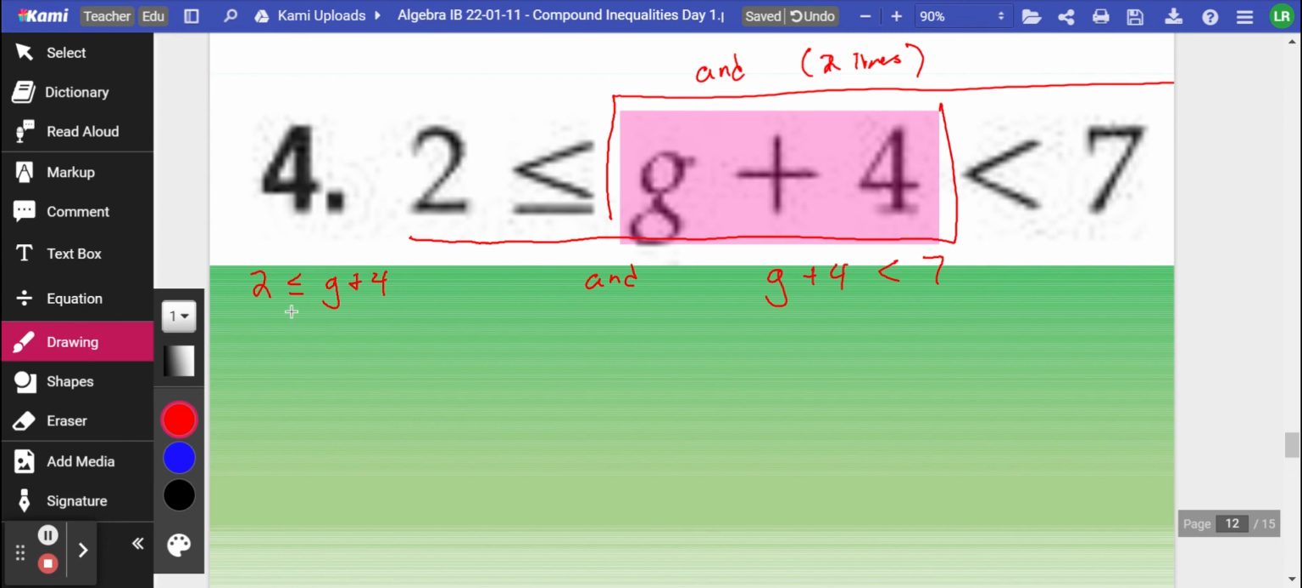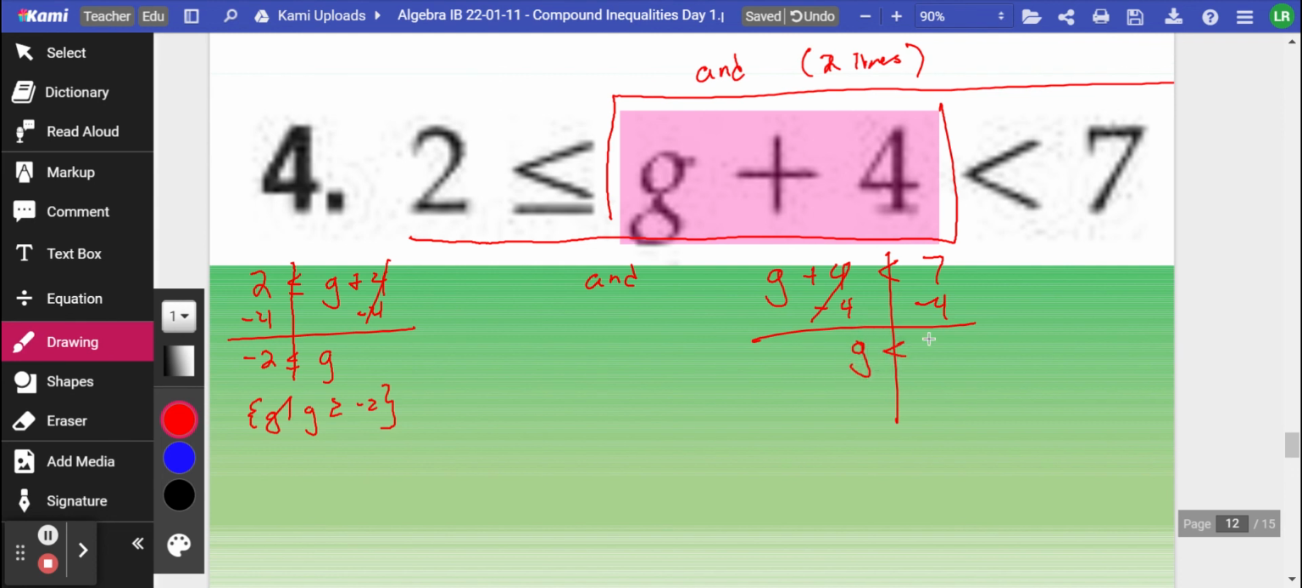Well, let's solve this. Minus 4 on both sides. I get negative 2 is less than or equal to G. Remember, when we graph, we need that G on the left. So that's how it would look. G is greater than or equal to negative 2. This one, it's minus 4 on both sides. And G is less than 3.